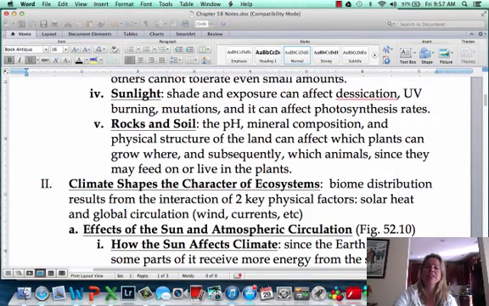So the last thing is going to be rocks and soil. And there are lots of things about rocks and soil. How many rocks versus soil make up the components of that area, the pH, the consistency, all of that type of stuff.